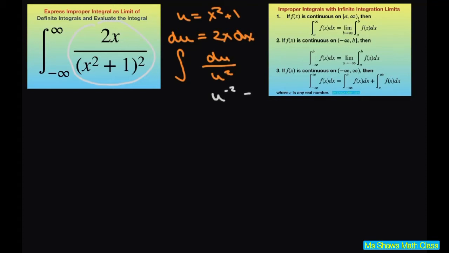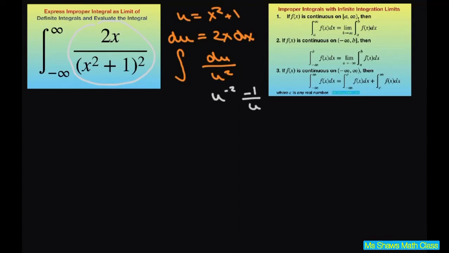If you let u equal x squared plus 1, then du would equal 2x dx. So I could write this indefinite integral as du divided by u squared. And if you integrated this, this is u to the negative 2 power, so it's going to end up being negative 1 divided by u.